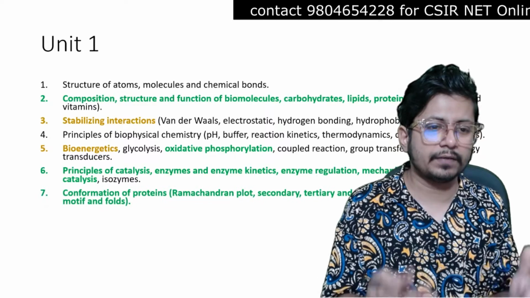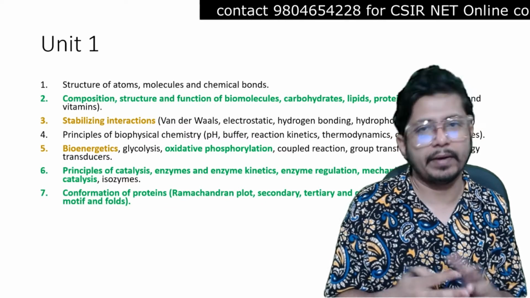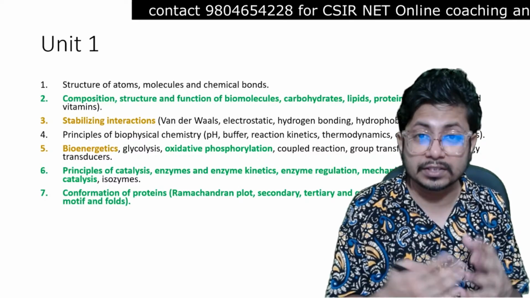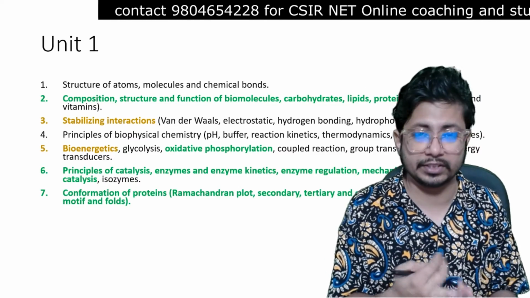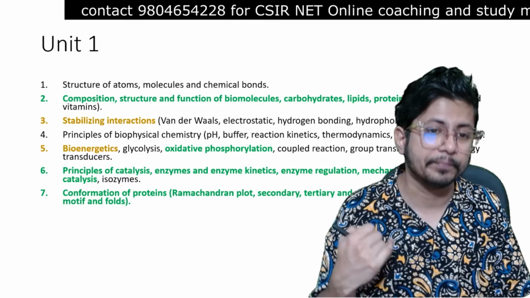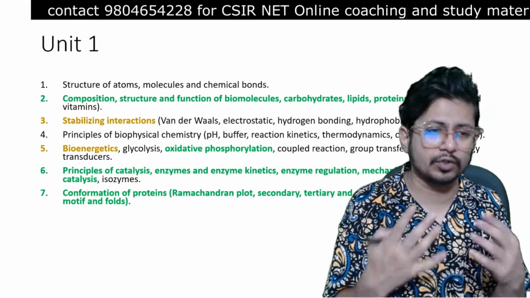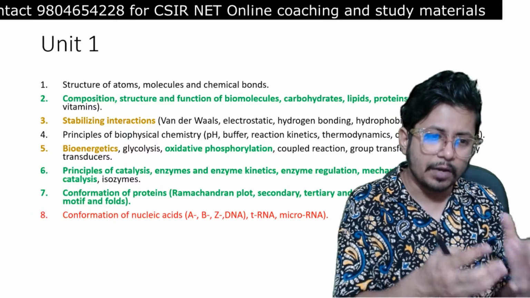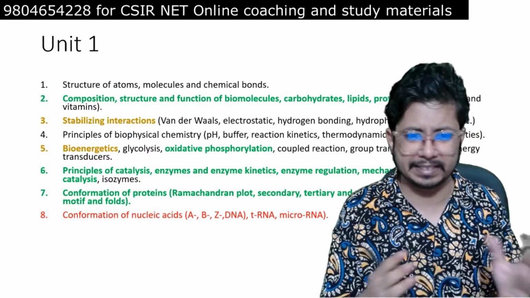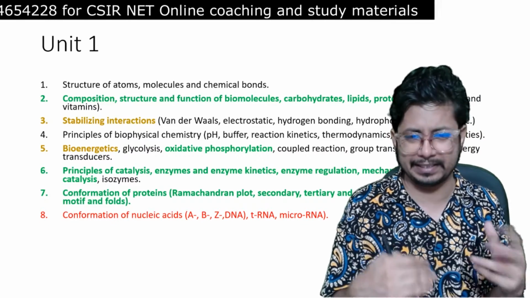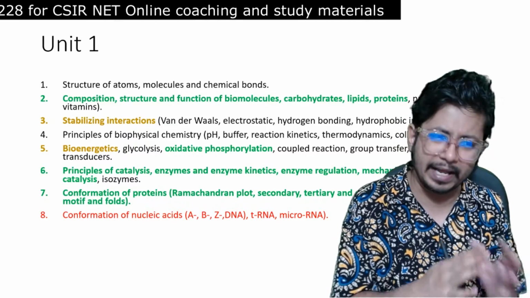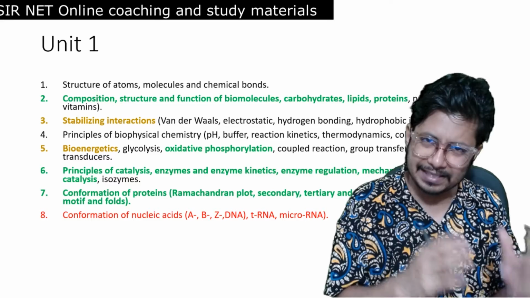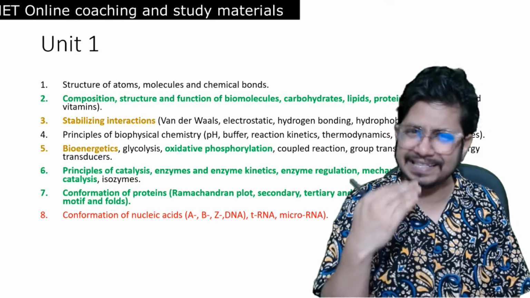The next one is conformation of proteins. Here we have the structure of proteins, the structural elements, secondary structure, tertiary structure, the protein structural hierarchy, Ramachandran plot, domain, and motif structures, which are very important from this syllabus. We have conformation of nucleic acids, A, Z, B DNA and RNA structures, microRNA. These structural aspects of RNA and DNA are important but the least.